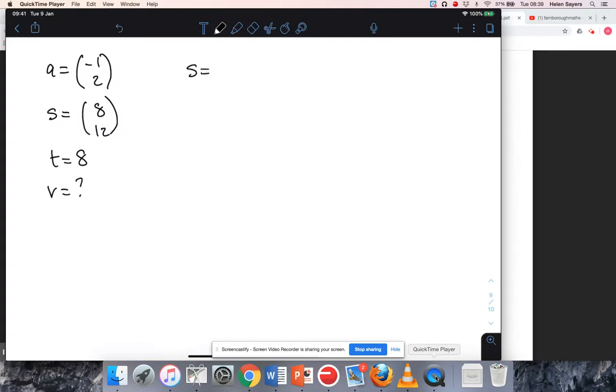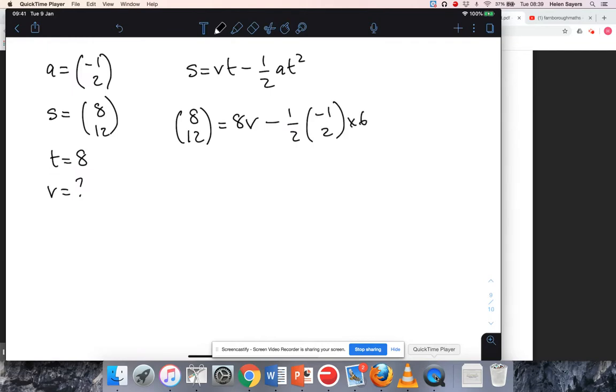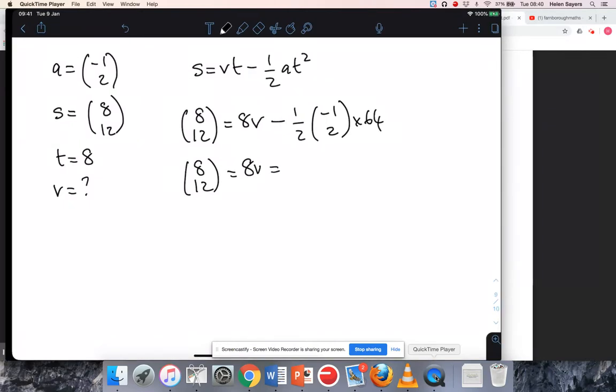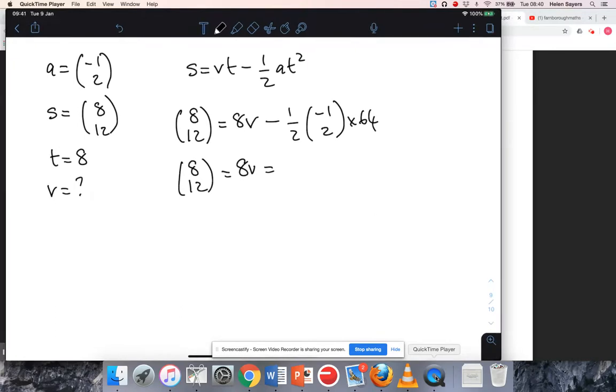So I'm going to use s = vt - ½at². So (8, 12) is v times t, so t is 8, so it's going to be 8v, minus a half of a times t squared, where t squared is 64. So let's tidy up the end of this. So that is going to be 64 times a half and then times (-1, 2).